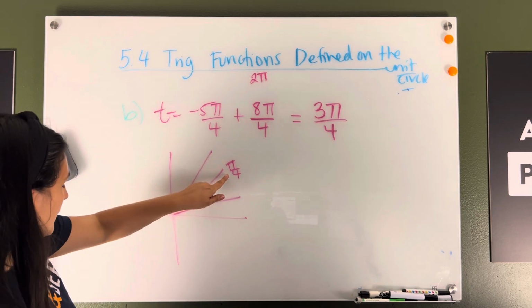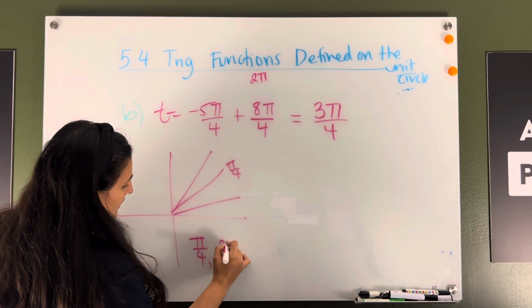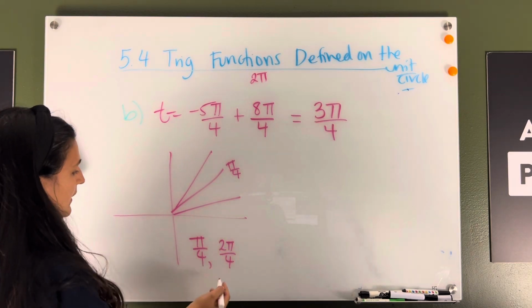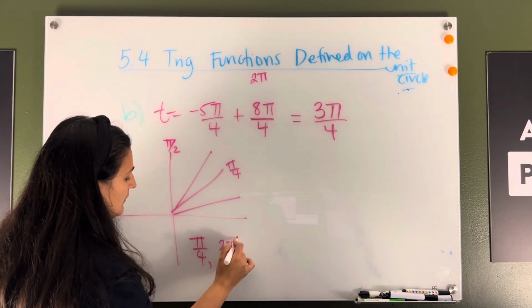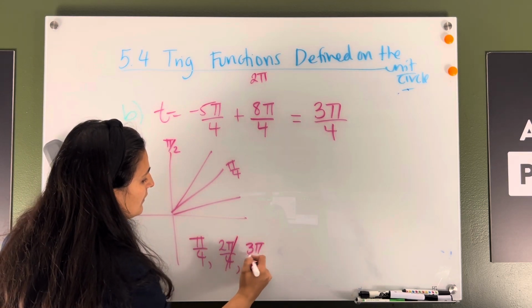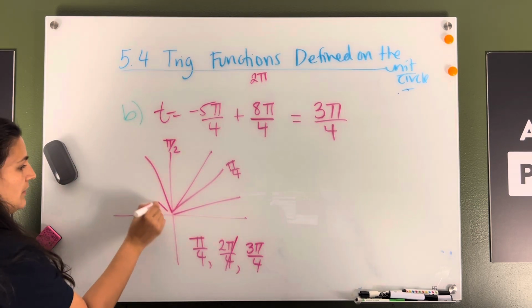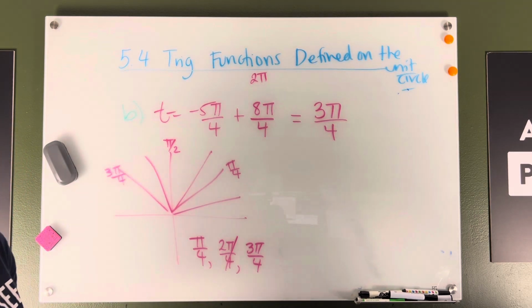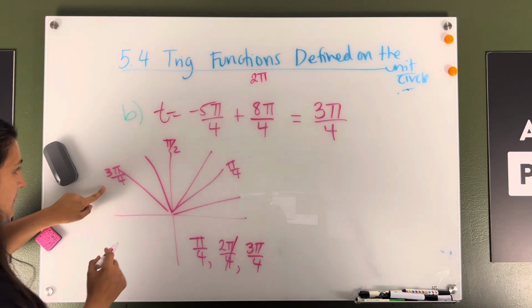Okay, so pi over 4 is right here. Again, if you use my trig, pi over 4, the next would be 2 pi over 4. But if you simplified that, that'd be pi over 2, which is already here. The next would be 3 pi over 4, so that would be the following fraction with denominator of 4. Okay, so that would be in the second quadrant.